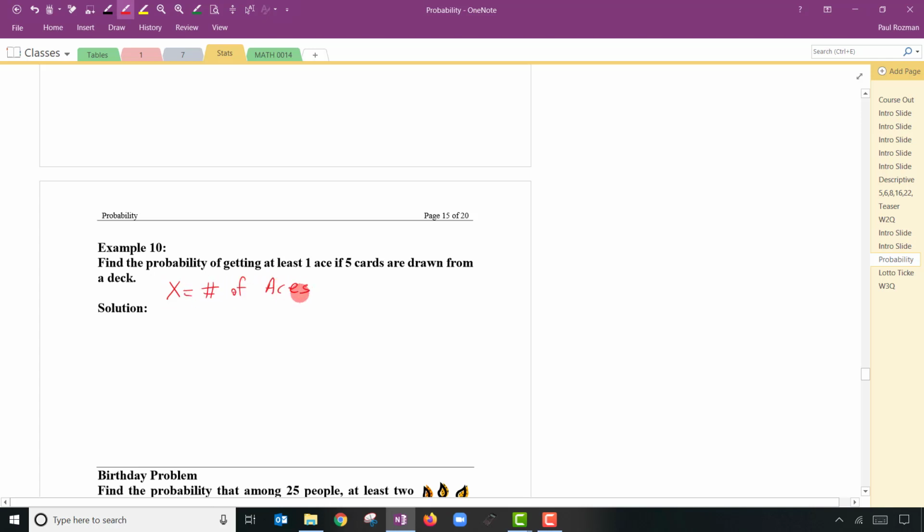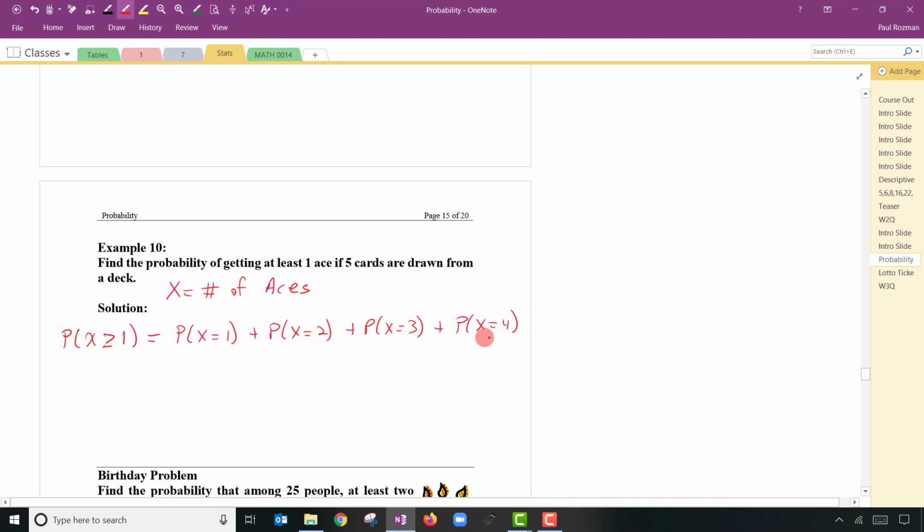So suppose I let X be my number of aces. I want at least 1, so that means 1 or more. In math notation, that means X is greater than or equal to 1. So in 5 cards, I could get 1 ace, or I could get 2 aces, or I could get 3 aces, or I could get 4 aces, or I can't get 5 aces. There are only 4 in the deck. So I don't have to worry about that situation. I could find the probability of these 4 things and then add them all together.